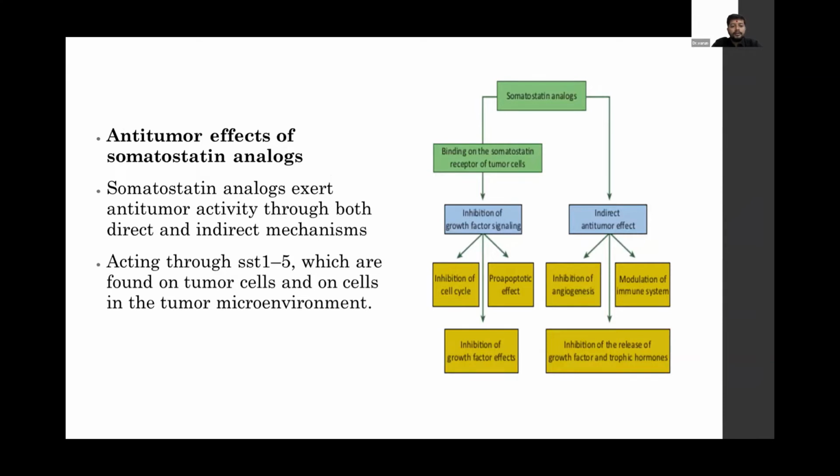There is an anti-tumor effect of the somatostatin analog. It exerts this anti-tumor activity through both direct and indirect mechanisms. In the direct mechanism, it inhibits growth factor signaling, and inhibits the cell cycle, has a pro-apoptotic effect, and inhibits the growth factor effect. Through the indirect anti-tumor effect, it inhibits angiogenesis, modulates the immune system, and inhibits the release of growth factor and trophic hormone. So this is the anti-tumor effect of octreotide.